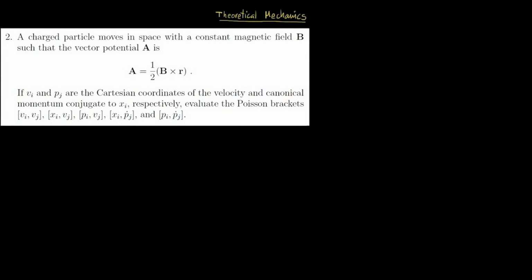Let's do exercise 2, that says: a charged particle moves in space with a constant magnetic field B such that the vector potential A is A equals 1/2 B cross R. If v_i and p_j are the Cartesian coordinates of the velocity and canonical momentum conjugate to x_i, respectively, evaluate the Poisson brackets, and so on.